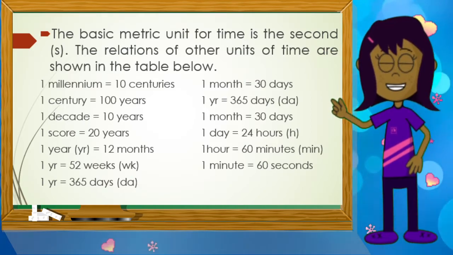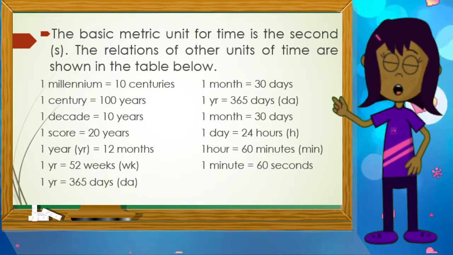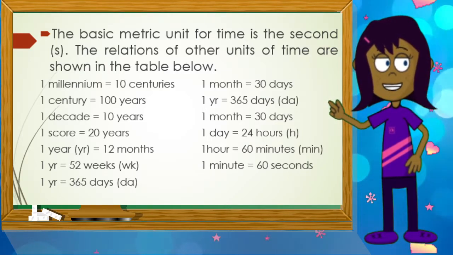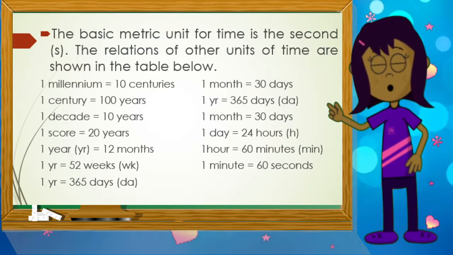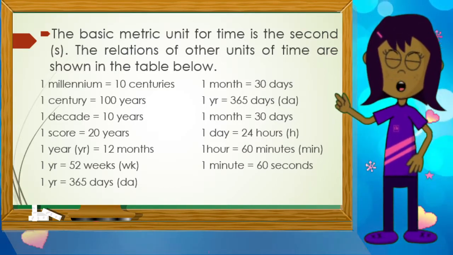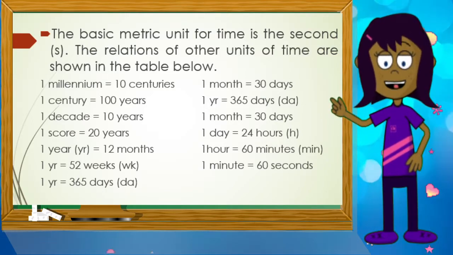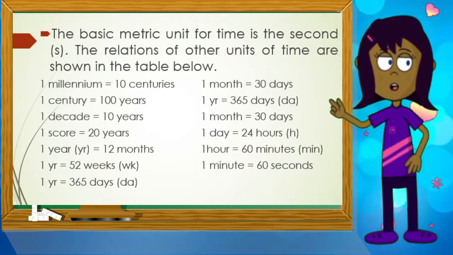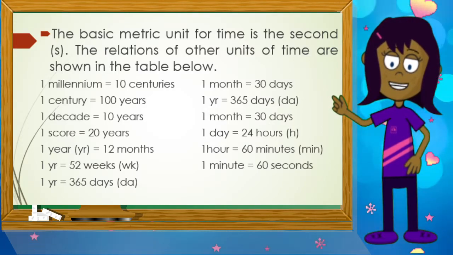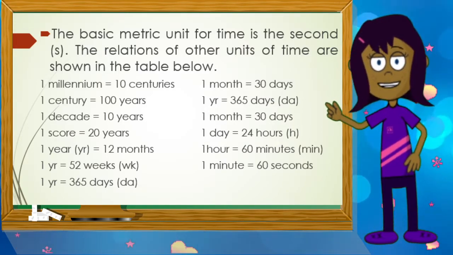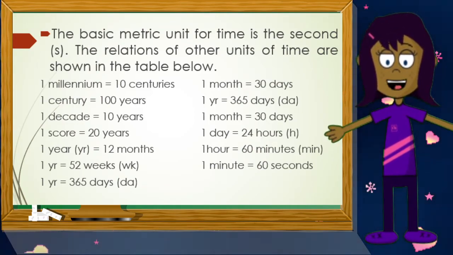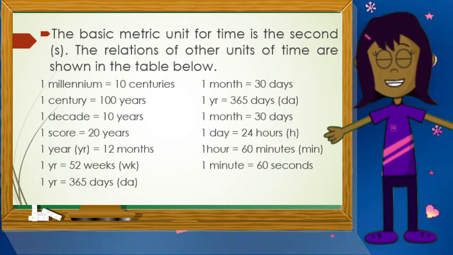The relation of other units of time are shown below. When you say 1 millennium, that is actually equal to 10 centuries. 1 century is equal to 100 years. 1 decade is 10 years. 1 score is equal to 20 years. 1 year is equal to 12 months.